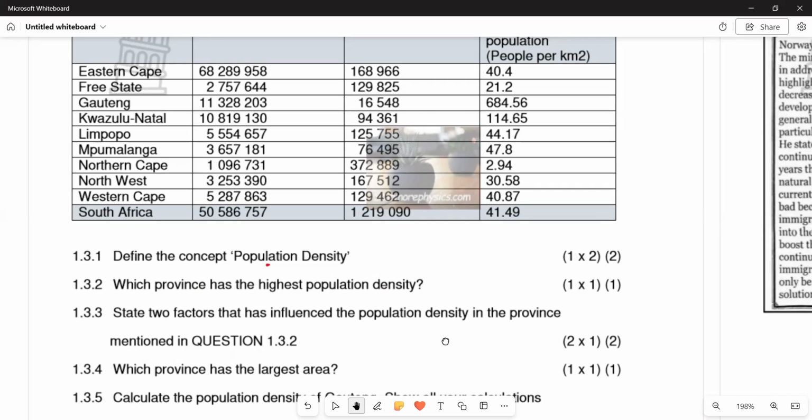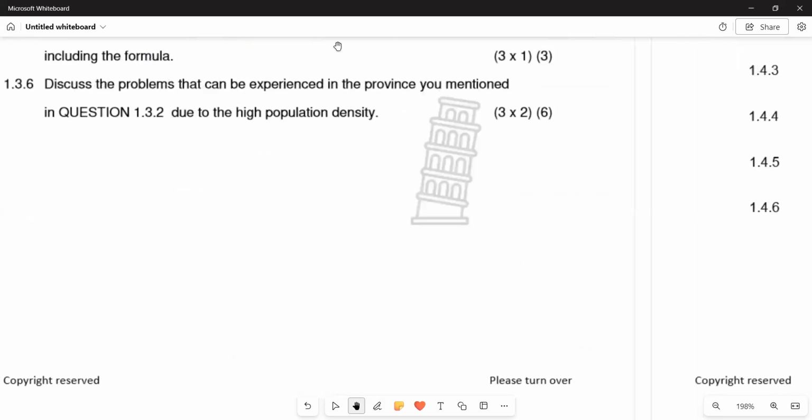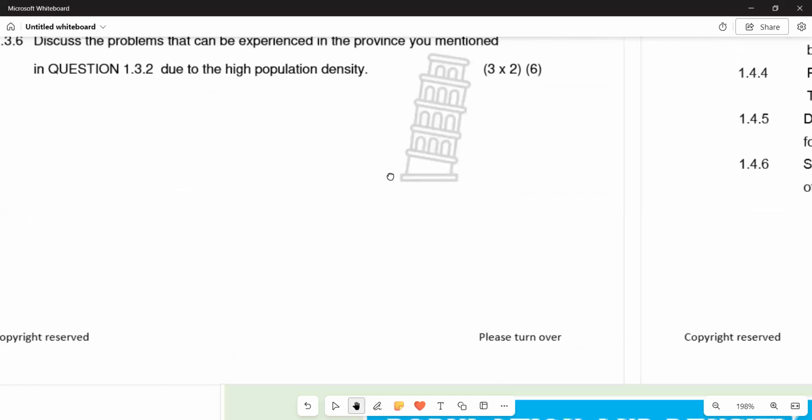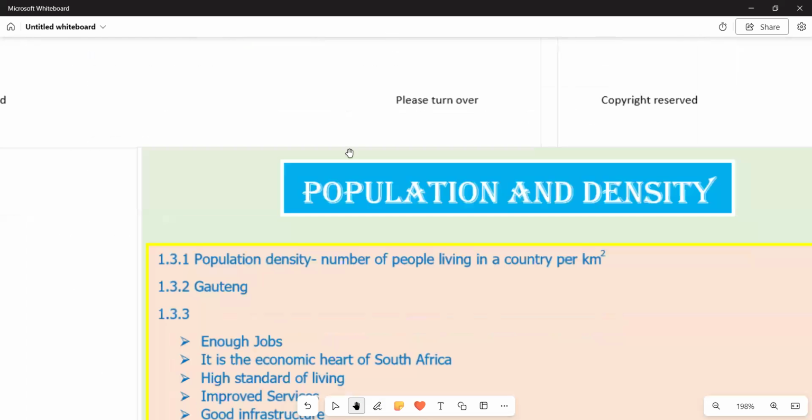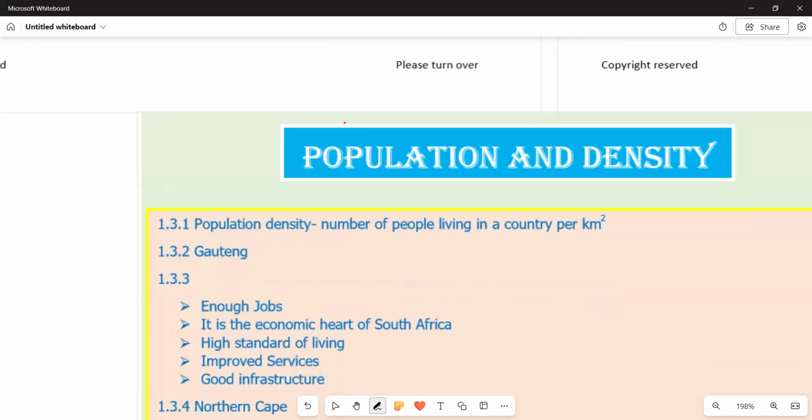If you come to our answer section, we have the brief definition written down. Our definition says population density is the number of people living in a country per square kilometer. We have given the area as a country within the context of the question, which is describing it from the point of view of a country. So this is the first question that we have.